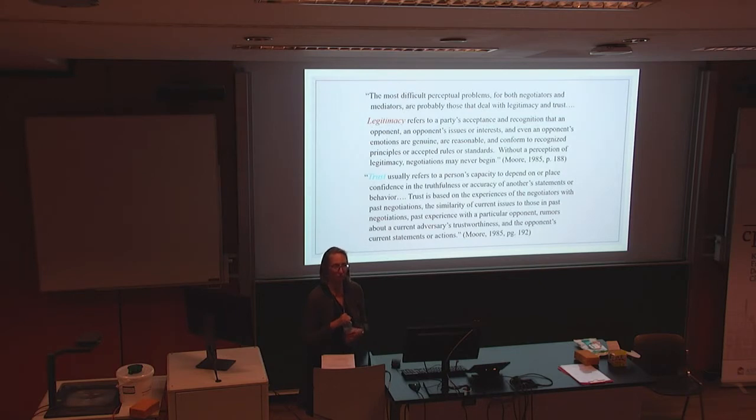Another issue, critical, trust, usually has to do with a person's capacity to depend on or place confidence in the truthfulness or accuracy of another's statements or behaviors. Trust grows out of interaction, and it grows out of experiences, and that's the only way you can actually change the perceptions of trust. I'll just add that it is through interaction that you actually generate mistrust and doubt as well, which is why, again, we're returning to this focus on interaction is key.